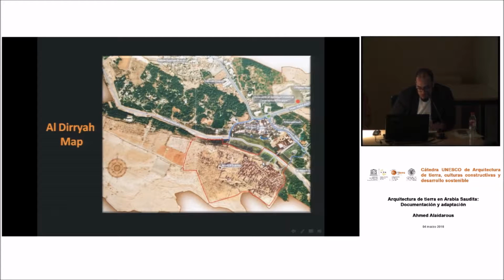So let's move on, talk about Dir'iyah, which is the main important historical zone in Saudi Arabia. It's located in northwest of Riyadh. Okay, so it divided into two main parts, which is the Dir'iyah in the south, and Al-Bujayri, located in the north. And you can see here in the middle of the photos, there is the valley called Hanifa.